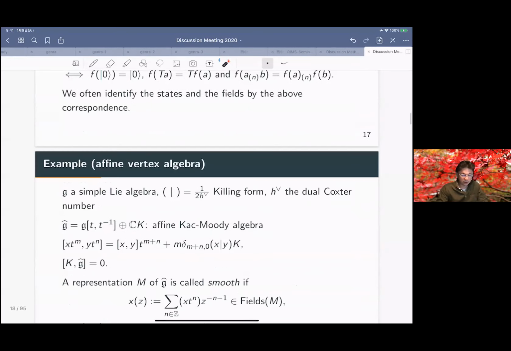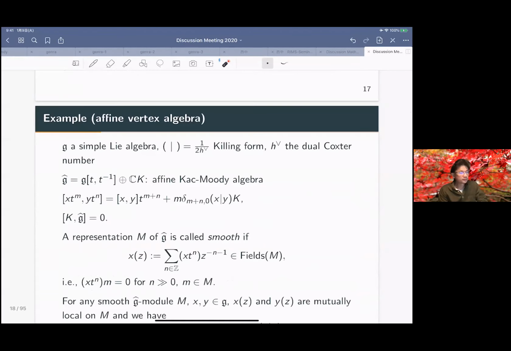And let me explain an example. Let G be a simple Lie algebra, and we take a normalized invariant inner product, which is the Killing form divided by 2 times h check, where h check is the dual Coxeter number, and you have the corresponding affine Kac-Moody algebra, which is defined by this commutation relation.